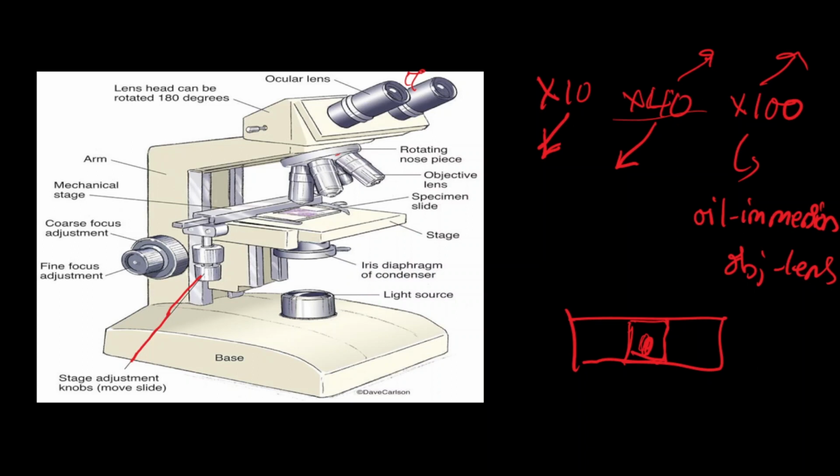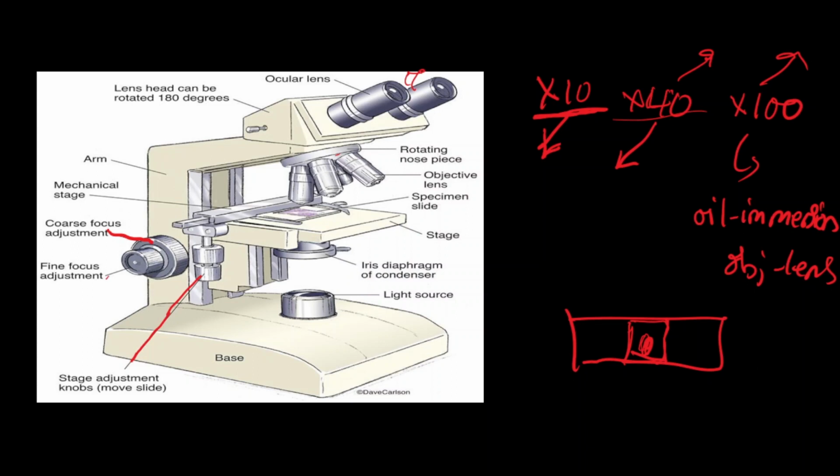We also have the coarse adjustment knob. So when we have the objective lens on the low power of times 10, the coarse adjustment knob is used to move the stage up or down in order to focus at low power magnification.